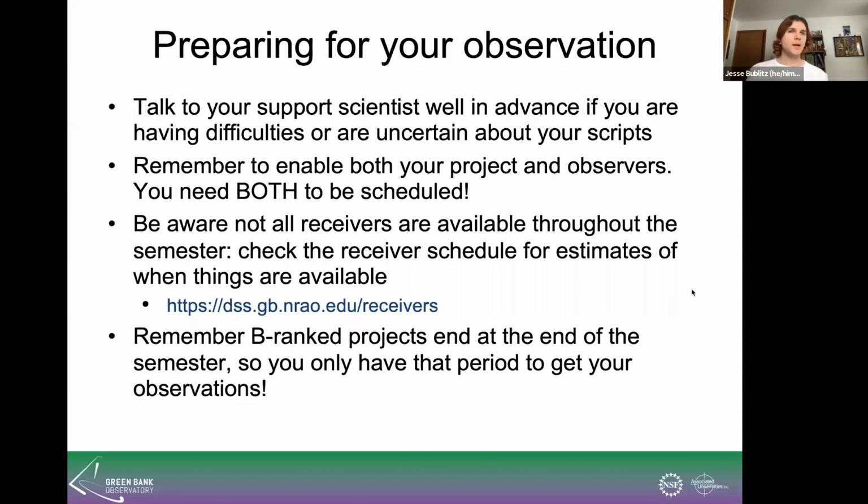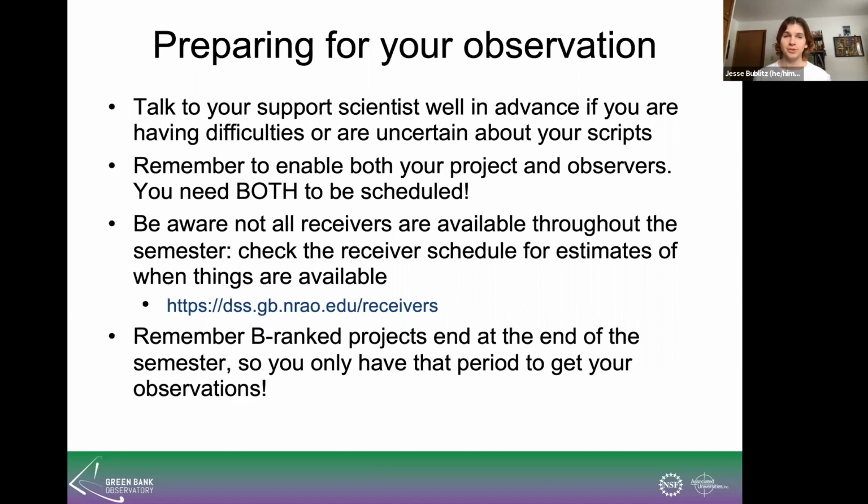So in preparing for your observation, you're going to want to talk to a support scientist well in advance if you are having any difficulties or uncertainties about your scripts. As Ryan just mentioned, you can always contact one of us based on the topic that we are focused on, if it aligns well with what you're hoping to accomplish. You should also remember that you need to enable your project and the observers who are going to be carrying out that observation on the DSS. Otherwise, it will never actually be enabled.